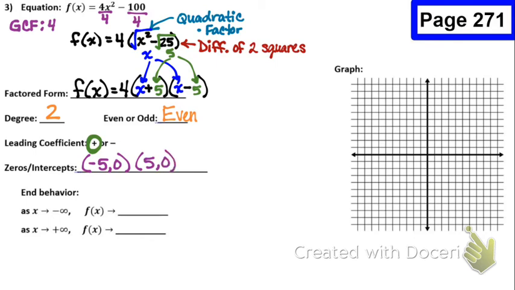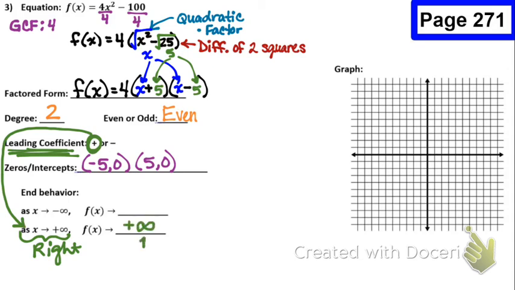How do I decide what the ends are doing? Leading coefficient tells me about which end? The right side. So I look at this. This is a positive number, and so that means what? Goes up. Positive infinity. What'd you say, dear? It's even, so they both go up.